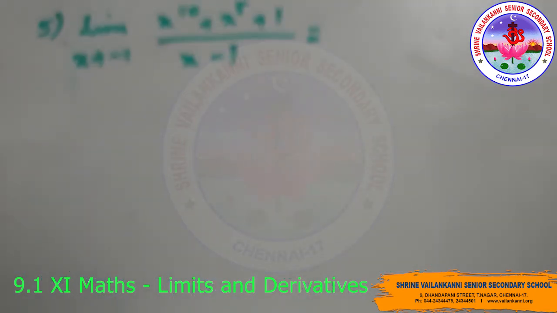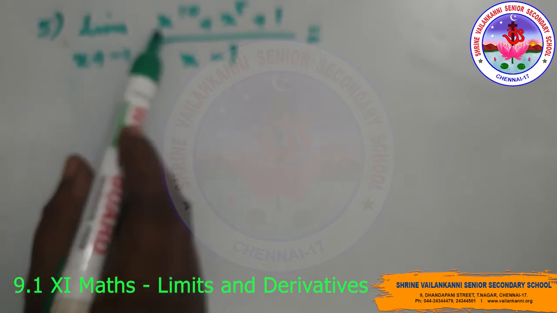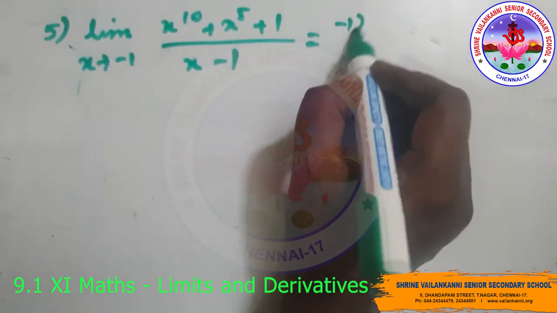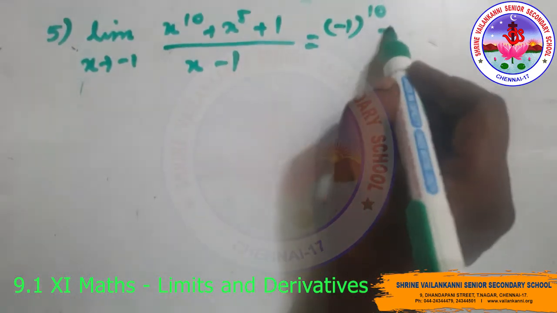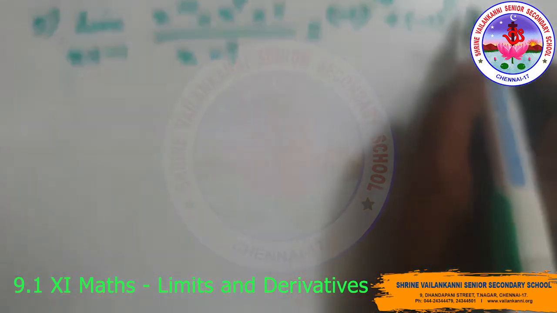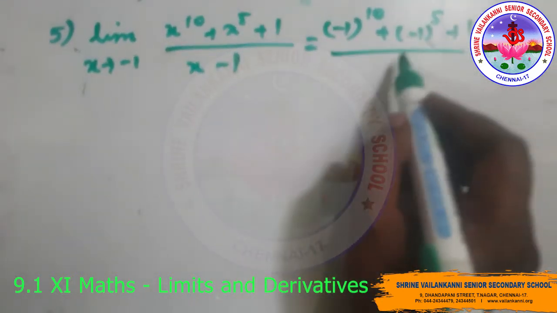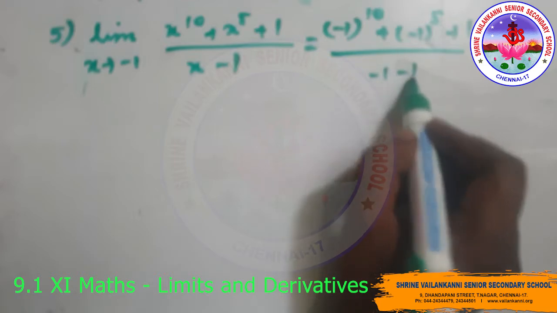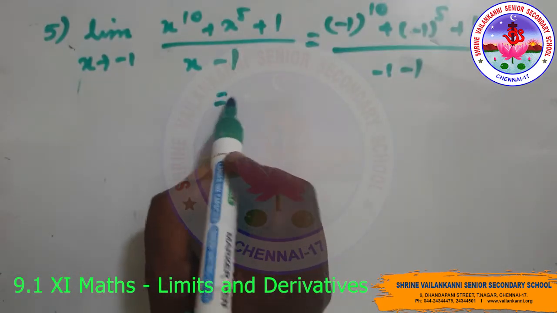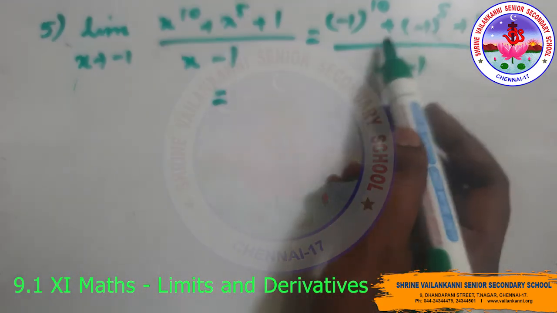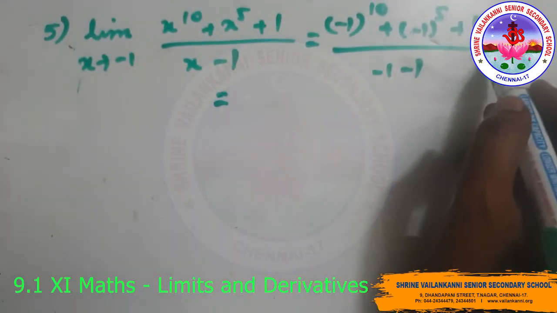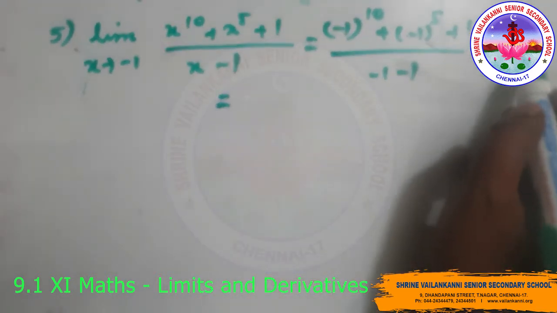Fifth question, limit x tends to minus 1, x power 10 plus x power 5 plus 1 by x minus 1. Here x tends to minus 1. So x, we change it as minus 1 power 10 plus minus 1 power 5 plus 1 by minus 1 minus 1. Which is equal to 1 minus 1, 0, 0 plus 1 is 1, which is equal to minus 1 by 2.